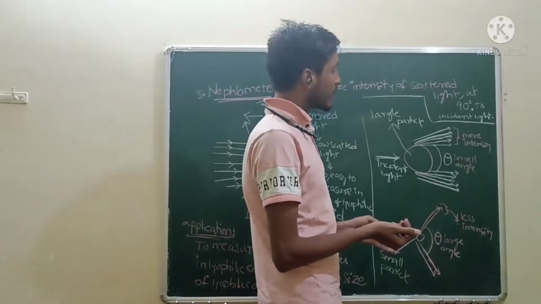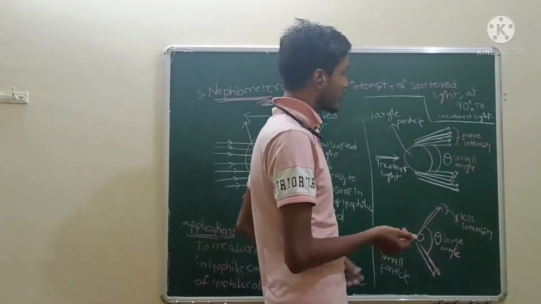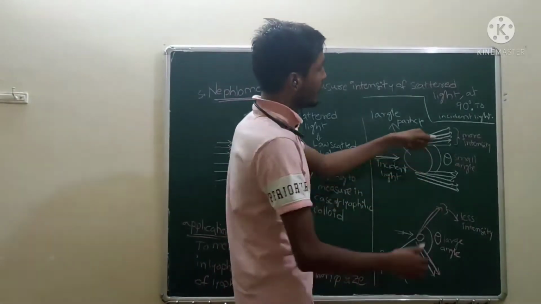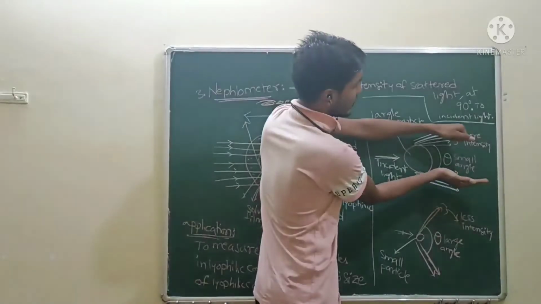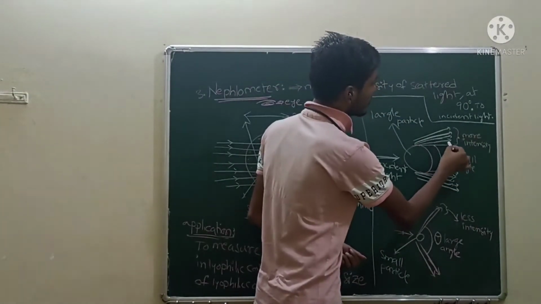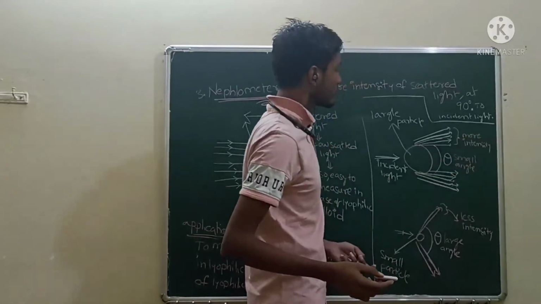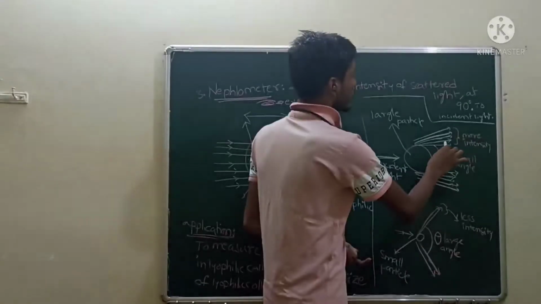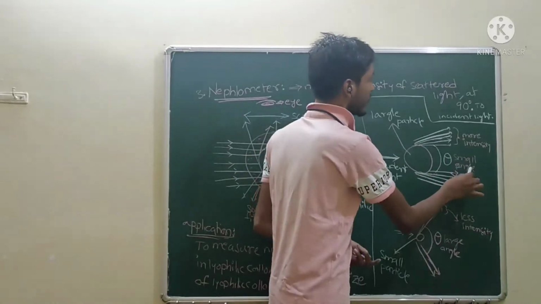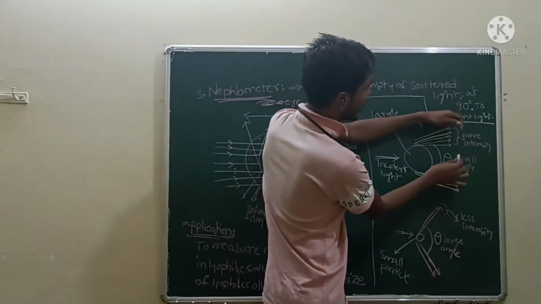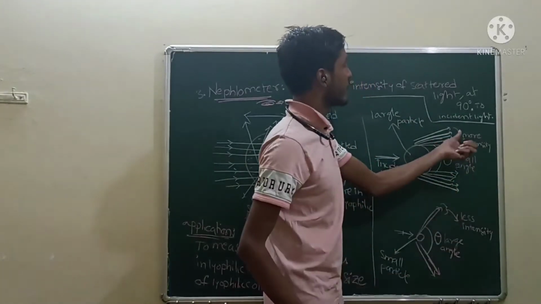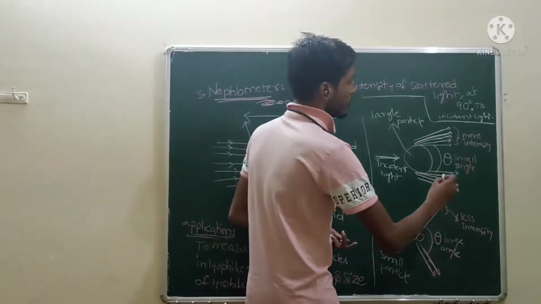How can we measure the size of particle in the case of the nephelometer? See, this is the large particle having a small angle. This is the angle theta, the angle between the two scattered lights. You can call it theta. This is a small angle. With a small angle, more amount of light is scattered, so more intensity is there.